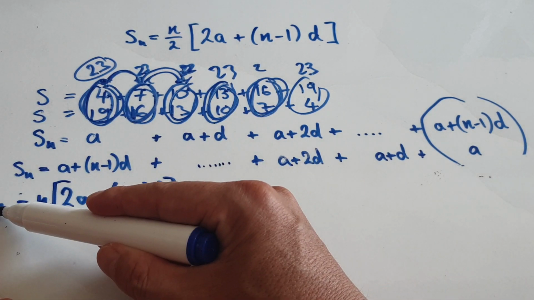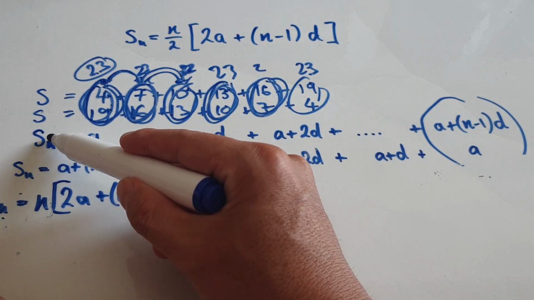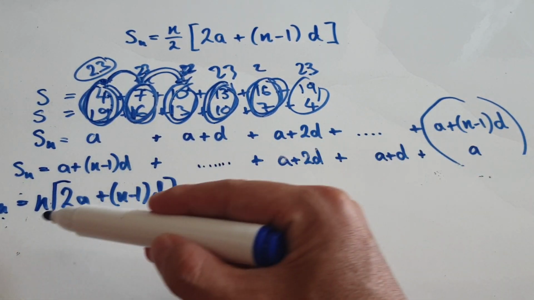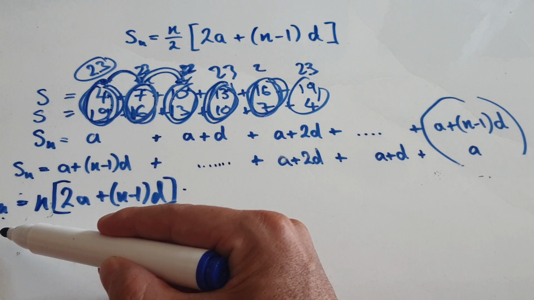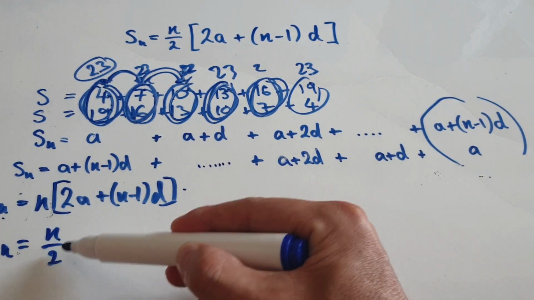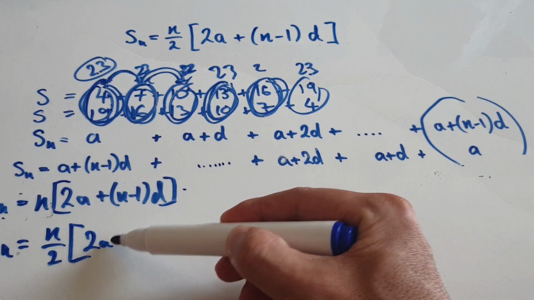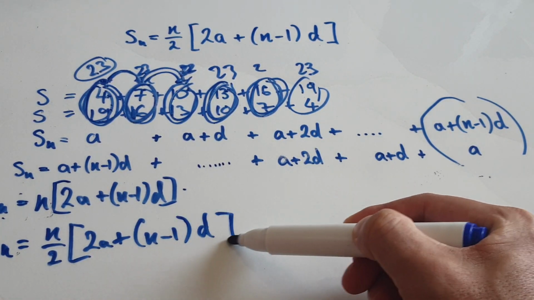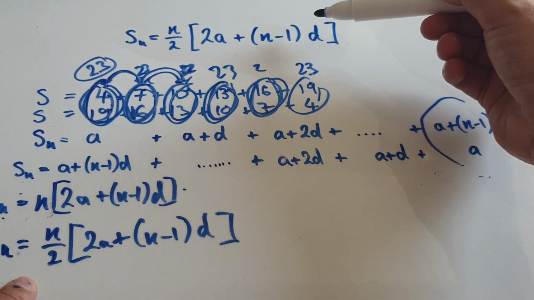So now remember, we want to get Sn on its own, because Sn represents a sum of all the elements. So to get Sn on its own, you divide it by 2. So that would be this whole thing divided by 2, like this. 2a plus n minus 1d. So that's where the formula comes from. Okay?